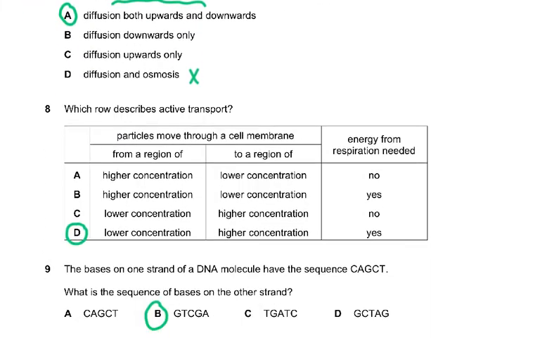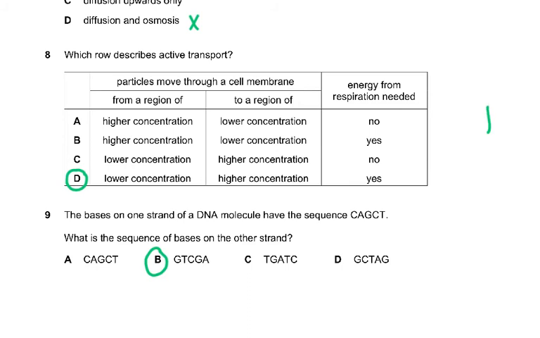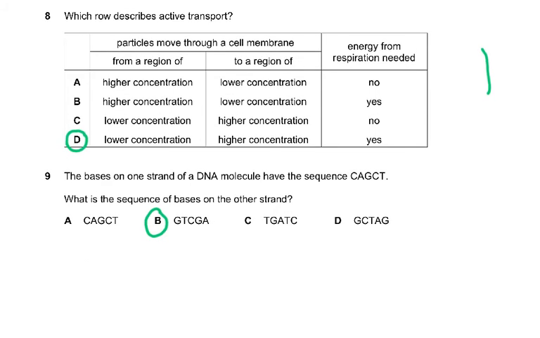Then coming on to question number 8. Question number 8, which row describes active transport? Active transport is lower concentration to high concentration and energy is needed from respiration. So it is very easy because active transport is low to high and energy is needed. So D was the answer.